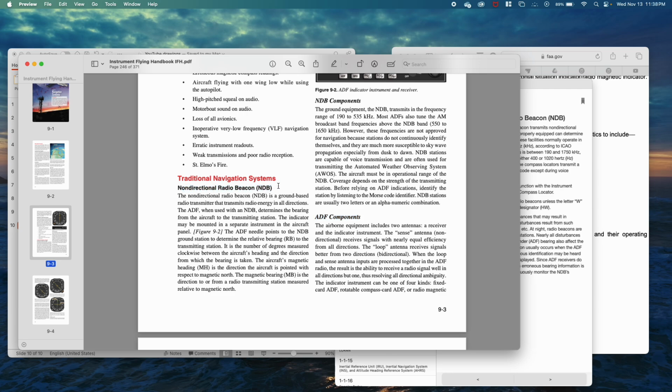So the ground station NDB, right, it's going to broadcast signals 360 degrees around the transmitter. But unlike a VOR, these are not radials, it's just one signal beaming out. The ADF's job is to connect to that signal and just point to where it's coming from.